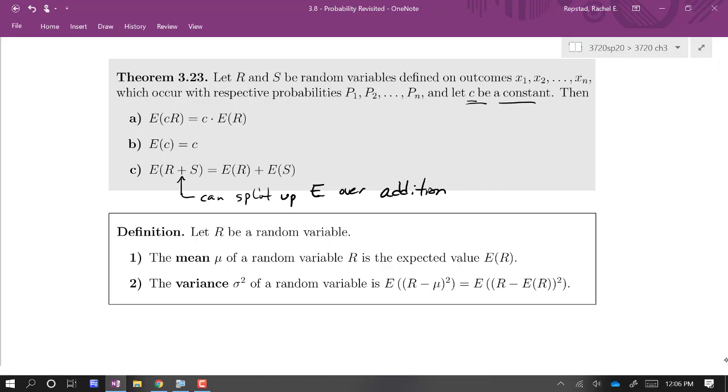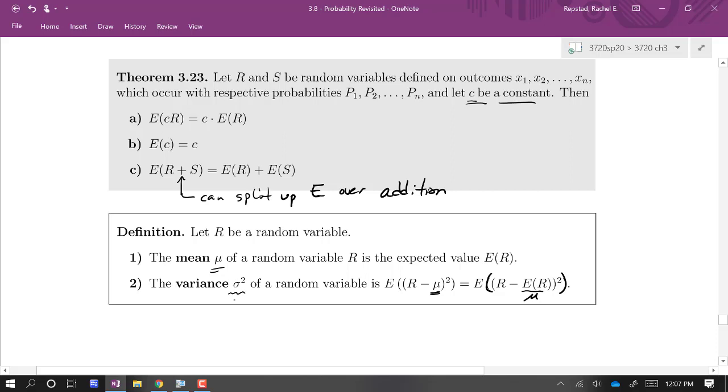Okay, so now let's say we have a random variable, a couple of definitions. One we've already seen. The mean, which we're calling mu, of a random variable is the expected value of R. I've already mentioned that. And then the variance, which we're calling sigma squared, of a random variable is the expected value of (R minus mu) squared, which is the same thing as the expected value of (R minus the expected value of R) squared. So here we're just replacing mu with the expected value of R. So there are two different ways to write that. So we say that the variance is sigma squared.